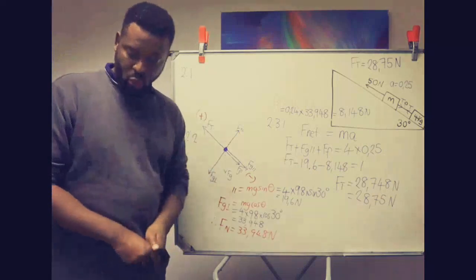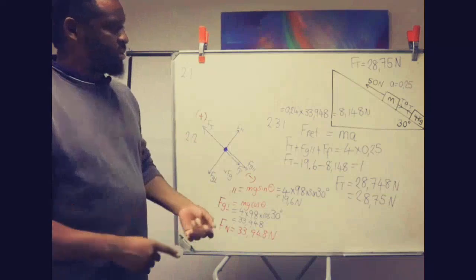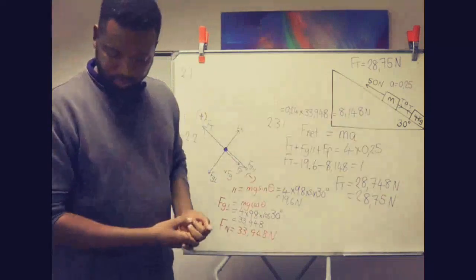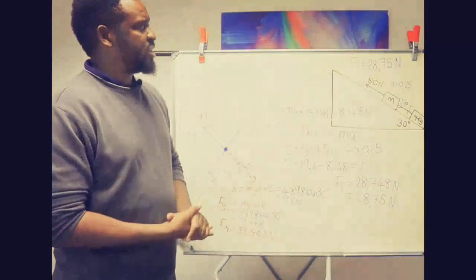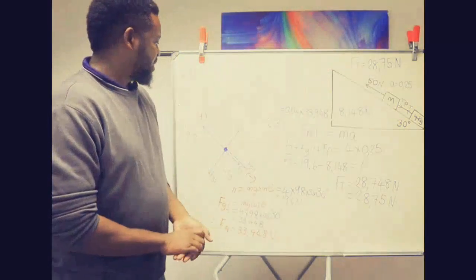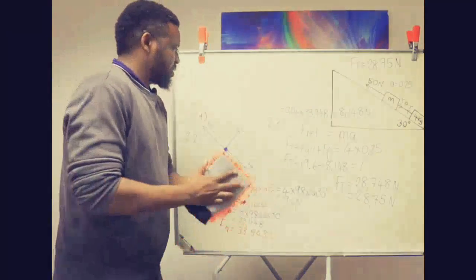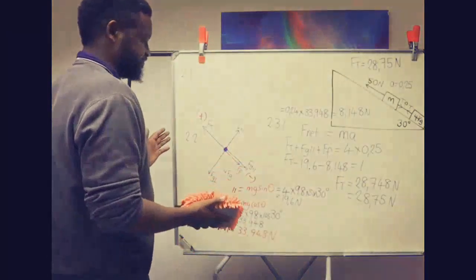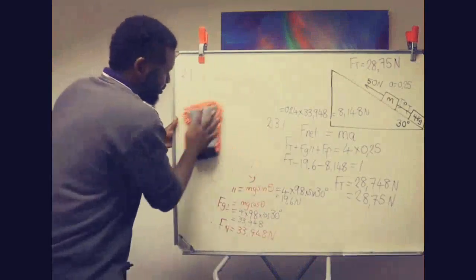Sure. Okay. The next question says calculate the value of m. So we want the value of m. And something tells me I'm going to need that value there, 28.75 newtons. Okay? Can I create some space somewhere?